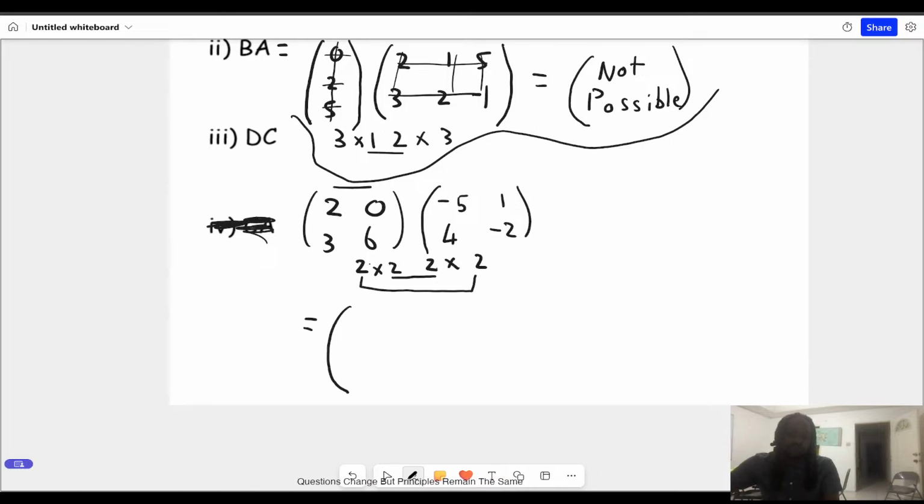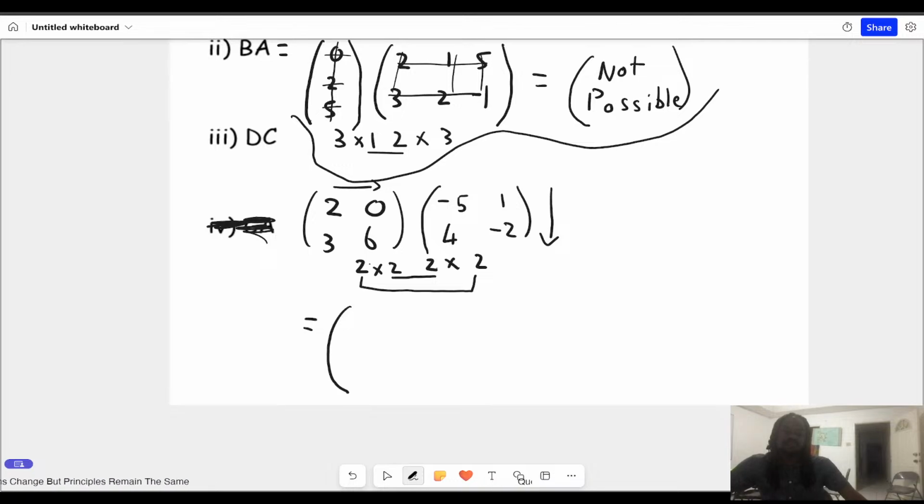Remember, it's always row by column. Never, ever go in this direction in the first one. So in the first one, never go in a vertical direction. That can never work. In the second one, never go in a horizontal direction. Again, that can never work. No matter what they give to you, that will never work. Alright, let's go. So, row by column. First number by first number. So we're using the row which is 2, 0. We're multiplying the first column which is -5 and 4.